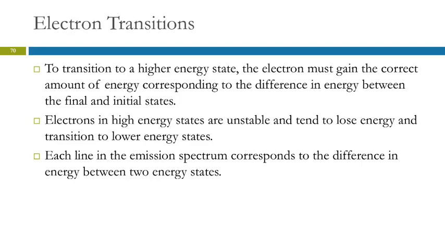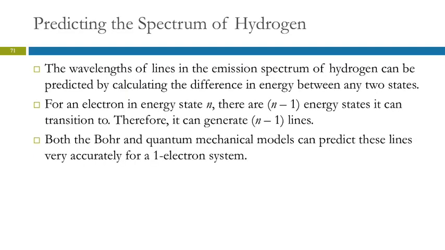So those excited electrons will transition to lower states, and they will emit the energy that they lose in going between those states. Each line that we see in the emission spectrum corresponds to a difference in energy between those two states. So we can predict the lines for hydrogen. Hydrogen's nice and simple. It only has the one electron. So we can calculate the difference in energy between any two states, because we have that nice equation.